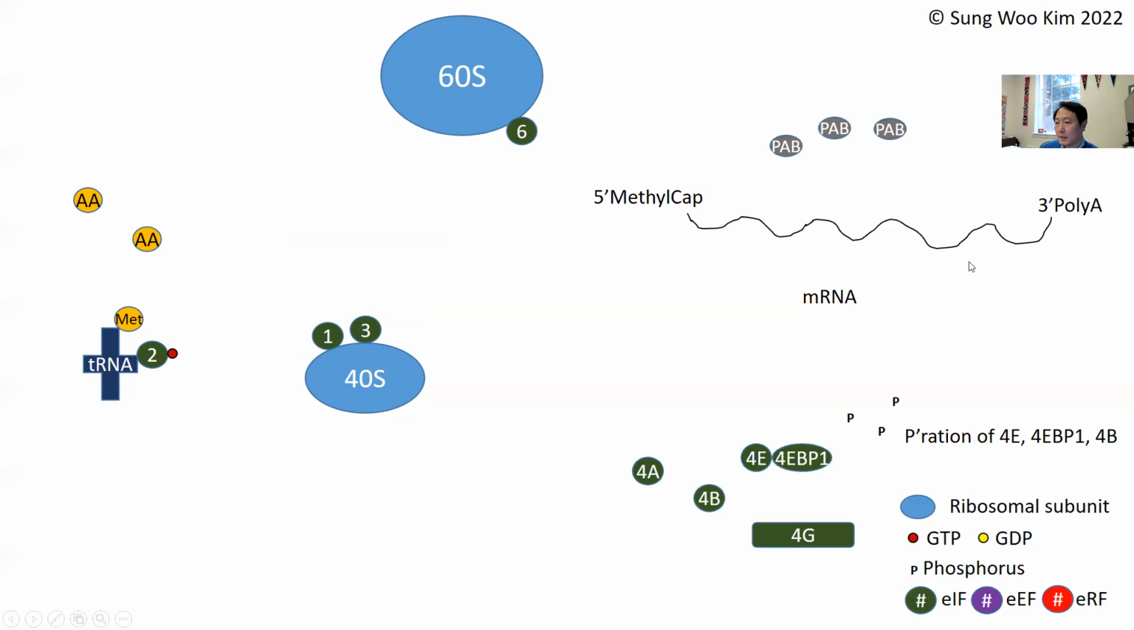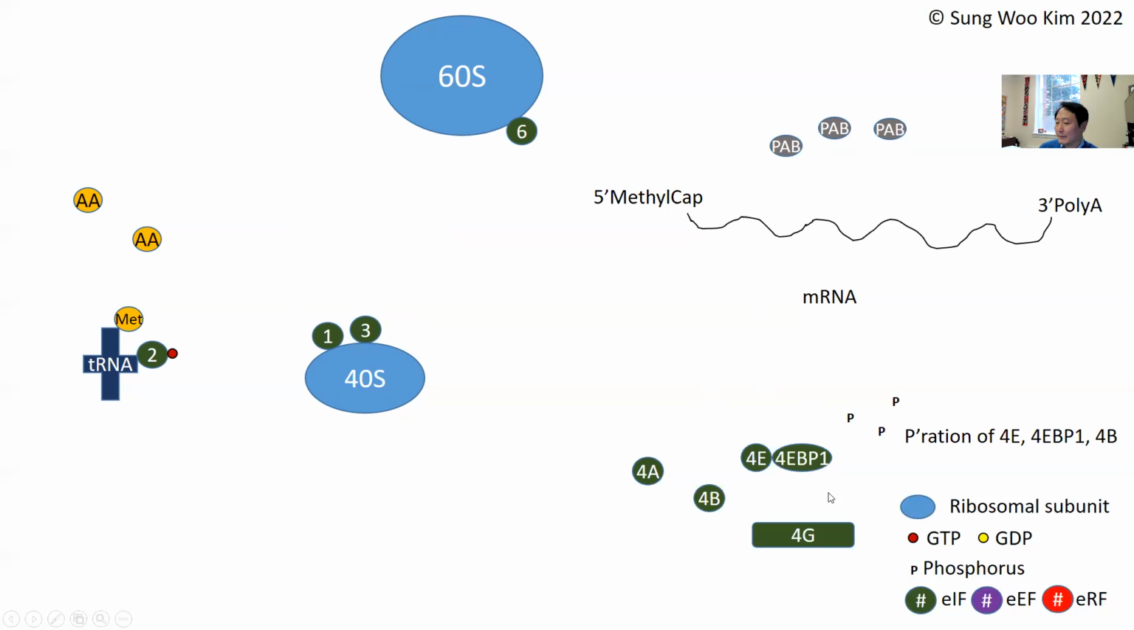And then this messenger RNA needs to be activated. And here, there are several components involved. First, PAB. PAB is poly A binding proteins. So those are the proteins that will recognize the terminal site of messenger RNA, the 3' end, and attach to this poly A.